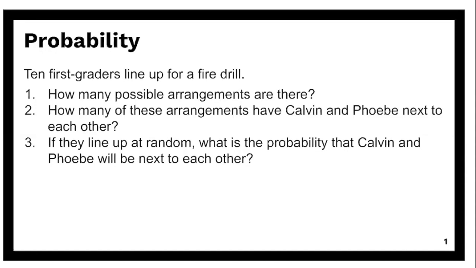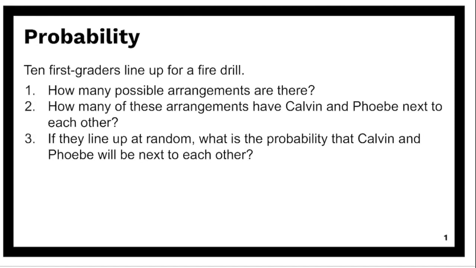So first we're being asked how many possible arrangements are there? To find the total number of arrangements of this line of first graders, what we can do is think about, well, we have 10 spots in this line. 1, 2, 3, 4, 5, 6, 7, 8, 9, 10. And then for each spot, we could start off and ask ourselves, how many possible ways are there to fill this first spot? Well, we have 10 first graders, so there's 10 different students we could put in this spot. So we have 10 different ways to fill up this first spot.